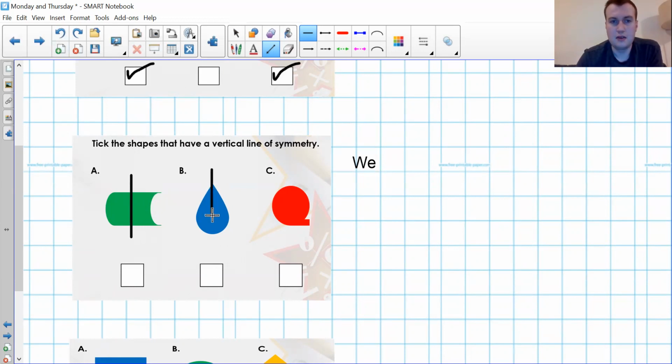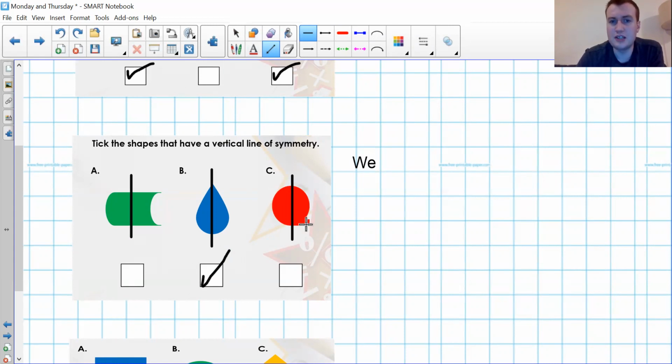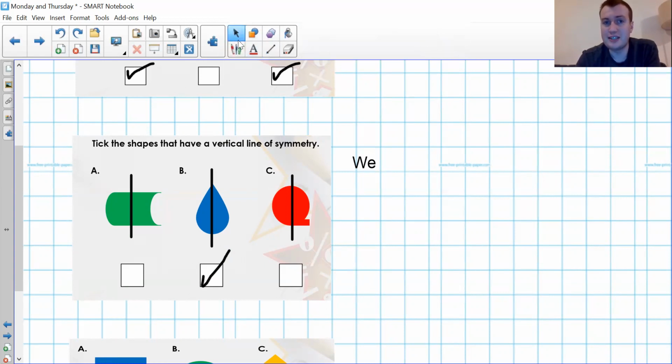Here, it's not the best line, but yes, you can cut it down the middle and they are the same both sides. So B is yes, and then C. So even though you've got the circle both sides, this one has a little flick on it. So no, C is not a line of symmetry. So they are not identical both sides, right?